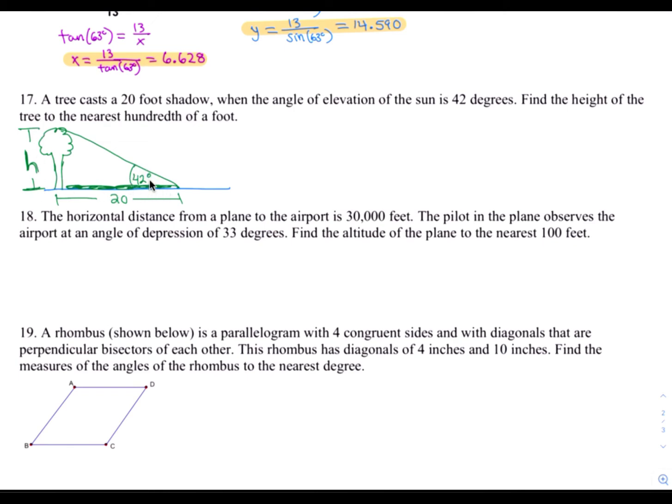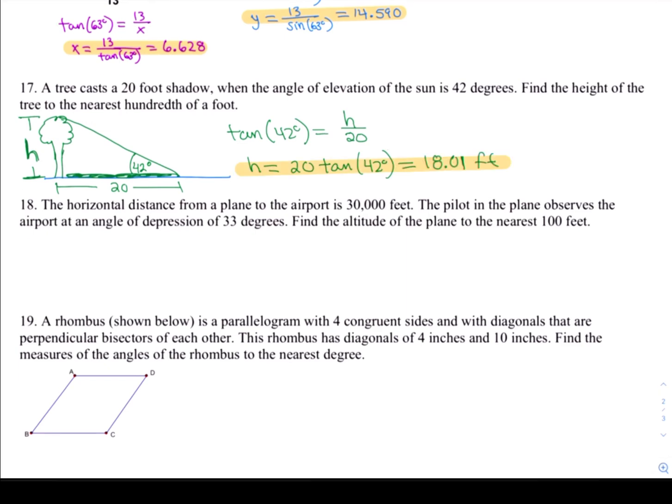In relationship to the angle 42, h would be the opposite side, and 20 would be the adjacent side, so we'll need to use tangent. So we'll say that the tangent of 42 degrees is equal to opposite over adjacent, which is h over 20, and then multiply by 20 on both sides. So h is going to be 20 times the tangent of 42 degrees, and we put that in our calculator, and we end up with 18.01 feet. So the height of the tree is 18.01 feet.